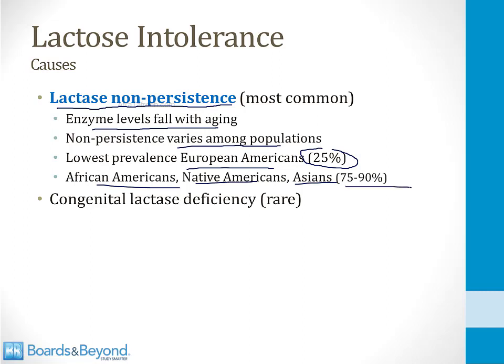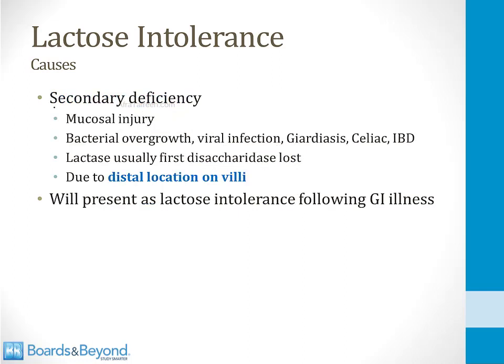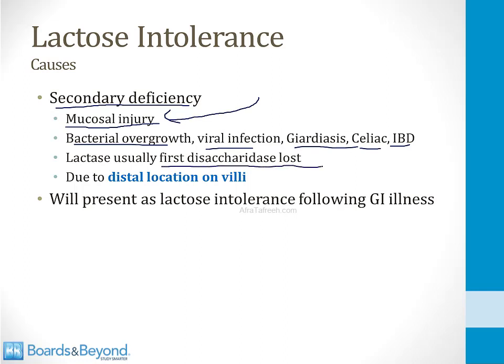You can also be born with a congenital deficiency of the lactase enzyme. This is relatively rare. And then you can also become lactose intolerant due to a secondary deficiency of the enzyme lactase. This happens anytime there is a mucosal injury in the small intestine. For example, if you have bacterial overgrowth or a viral infection or giardiasis or celiac disease or inflammatory bowel disease or any other cause of injury to the mucosa of the small intestine, this can cause you to lose your functioning lactase enzyme. And it turns out that the lactase enzyme is usually one of the first disaccharidase enzymes that is lost, and this is because it's found in a distal location on the villi.